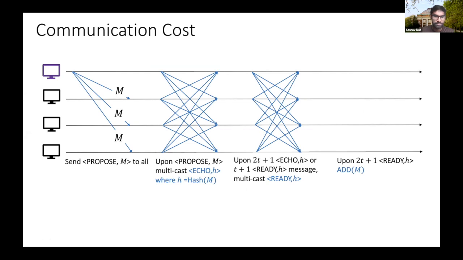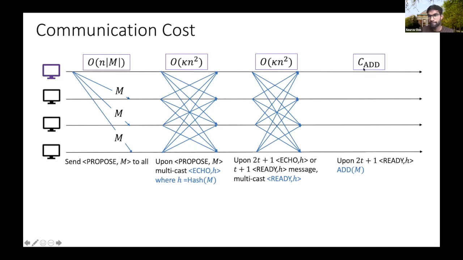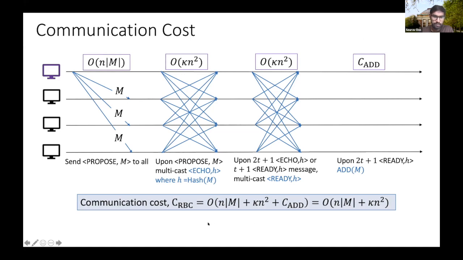If we look at the communication cost here, we have n times m in the proposal phase, which is the same as Bracha. In the echo and ready phases, we have kappa n squared, because everybody only gossips the hash, not the original message. And then in the ADD phase, we have the communication cost of ADD. Combining all of this, the communication cost of our new reliable broadcast primitive is n times m plus kappa n squared, plus the cost of ADD, which is n times m plus kappa n squared. So this is an improvement. We essentially remove the log n factor from the communication cost of RBC.